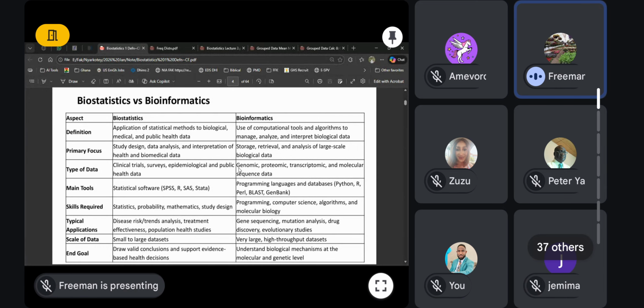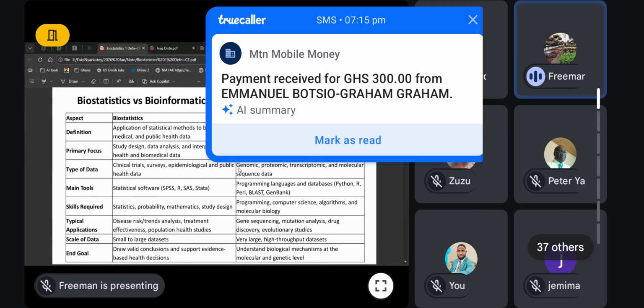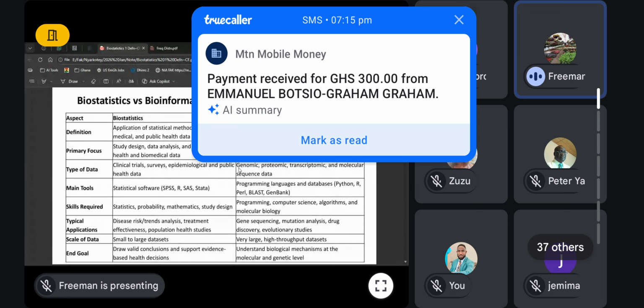What skills do you need to do biostats? You need statistics, probability, and so on. But when you go to bioinformatics, you're talking about programming languages, databases, and large data.